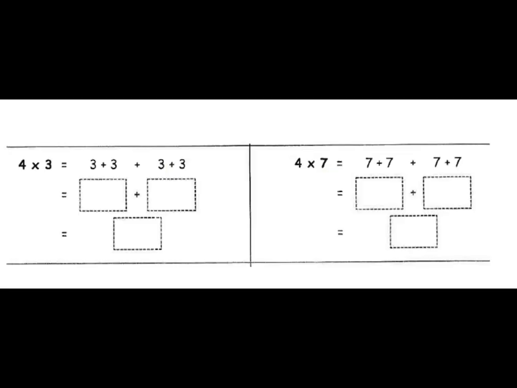Here's another way to look at that strategy. Again, since I'm taking 4 times 3, I'm going to take 2 groups of 3, which is 6, add that to another 2 groups of 3, which is another 6. 6 plus 6 is 12. To find 4 times 7, I'll take 2 groups of 7, which would be 14, add that to another 2 groups of 7, or another 14. 14 plus 14 is 28, so 4 times 7 is 28.